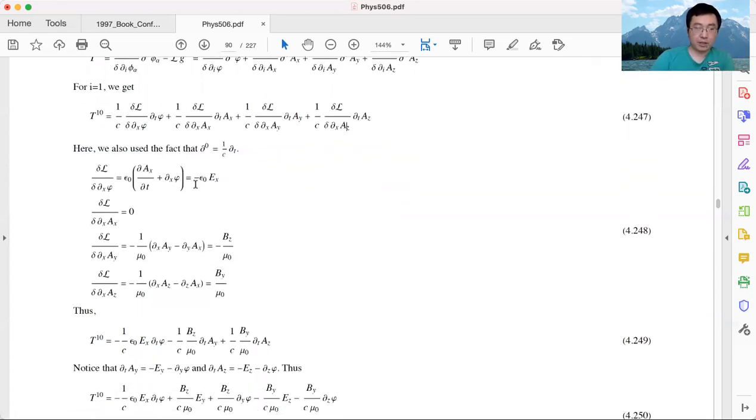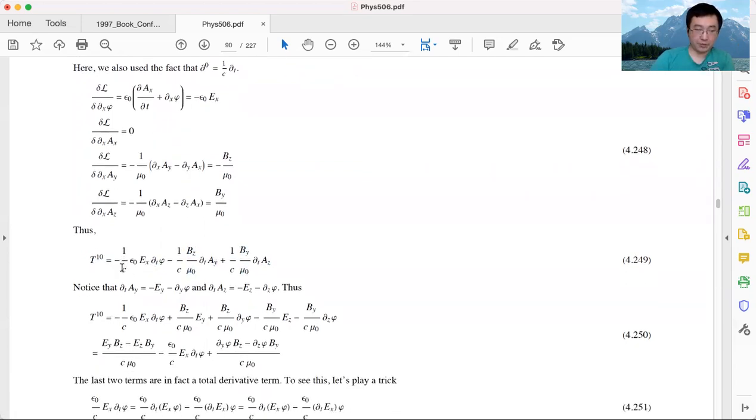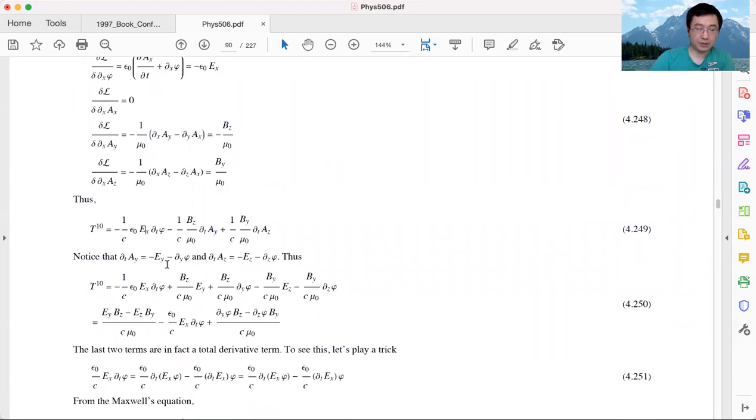So now we figured out what these variations are. We plug back into this formula. So T10 is actually this guy. And this is not yet quite what we want. We need to massage this formula a little bit.